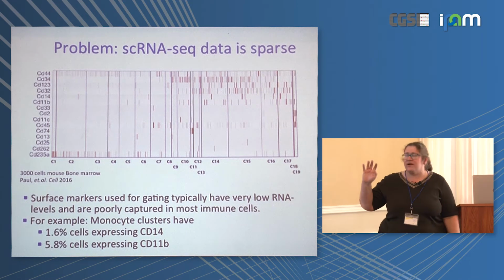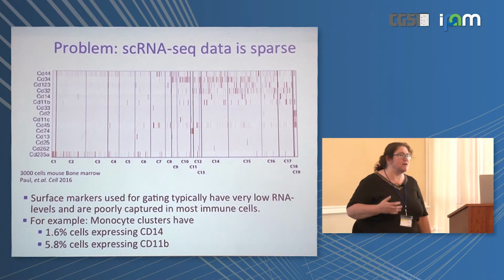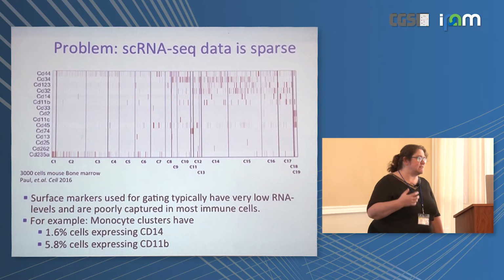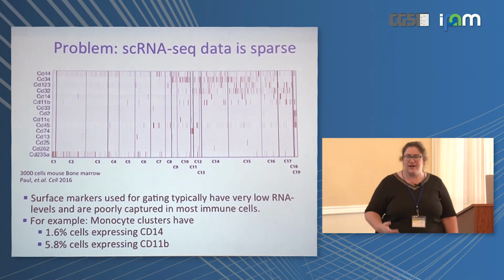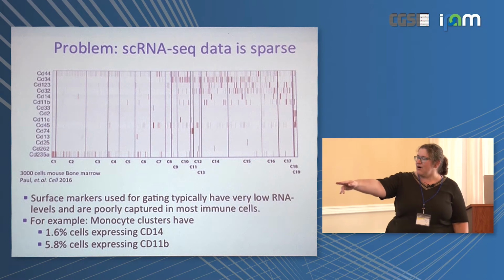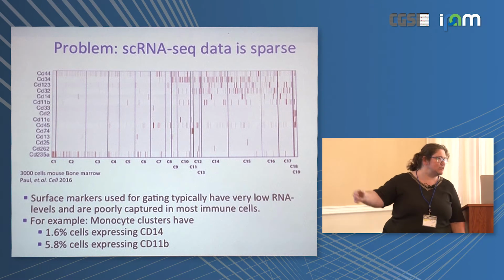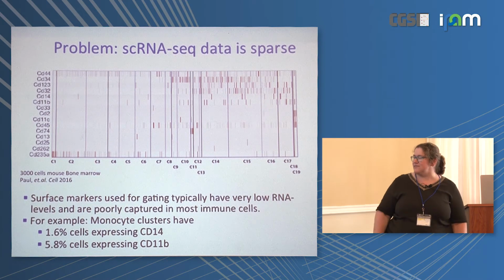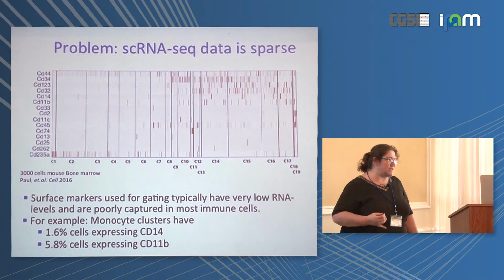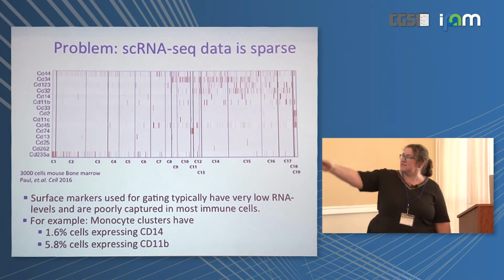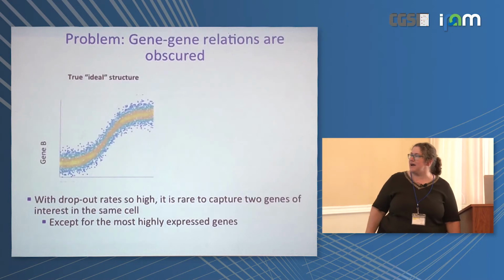But when you look at the really canonical markers, the markers that immunologists like to look at when they say that this cell is a monocyte, or this cell is a B cell, or this cell is an effector T cell, they're really gone. Like all monocytes should have CD14, and here less than 2% have it. All of them should have CD11B, and here less than 6% have it. It's not that they're not expressing these transcripts. This is the sparse capture that we have here.